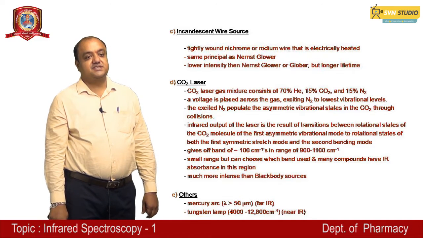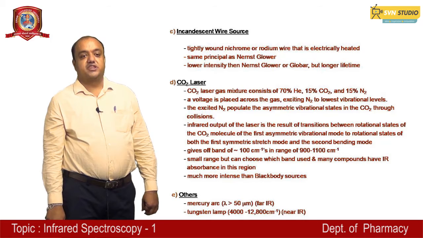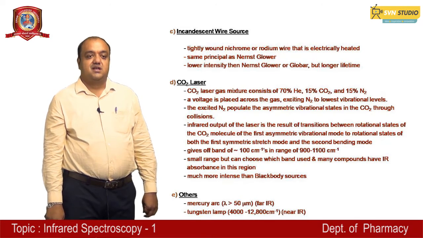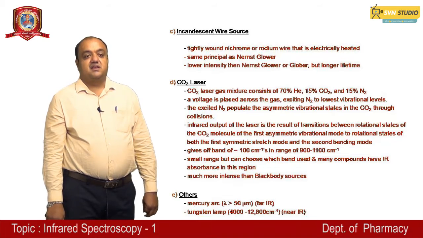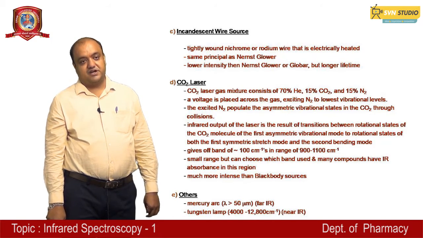Other sources include the mercury arc, which is used for wavelengths of more than 50 micrometers in the far IR, and the tungsten lamp, which covers 4000 to 12,800 centimeter inverse in the near IR.